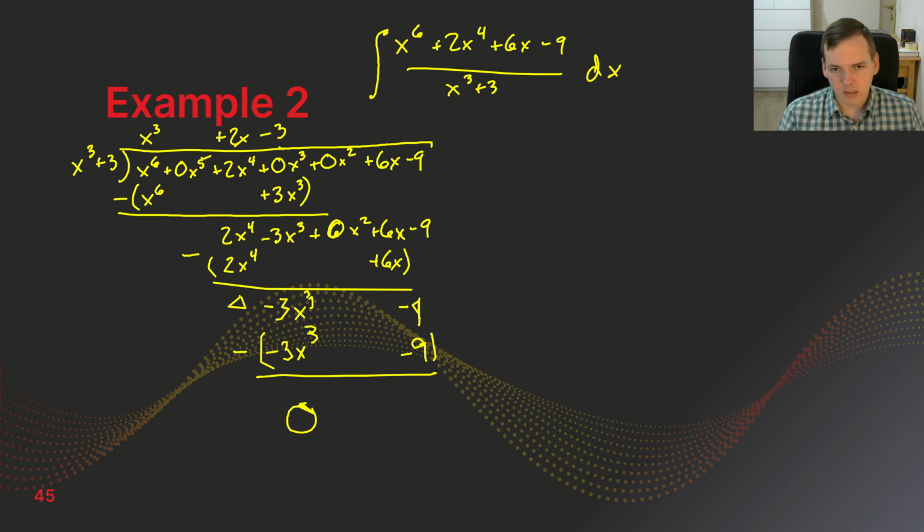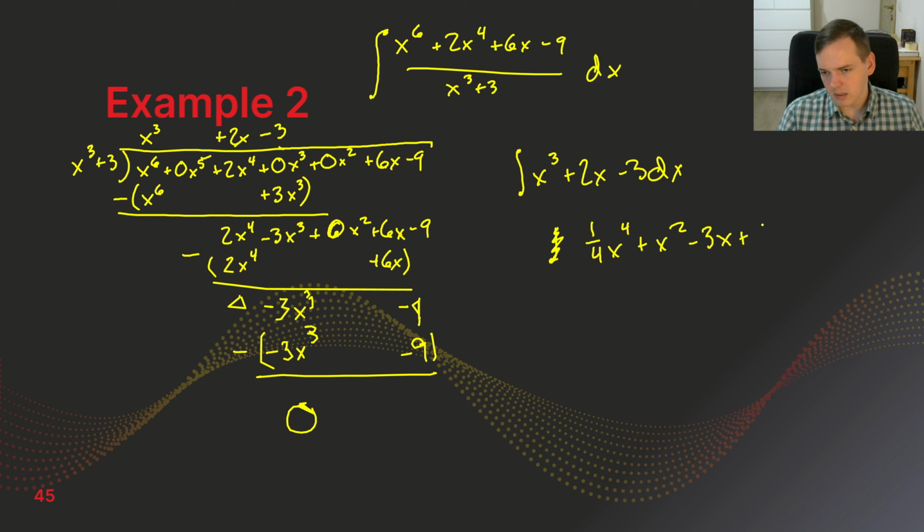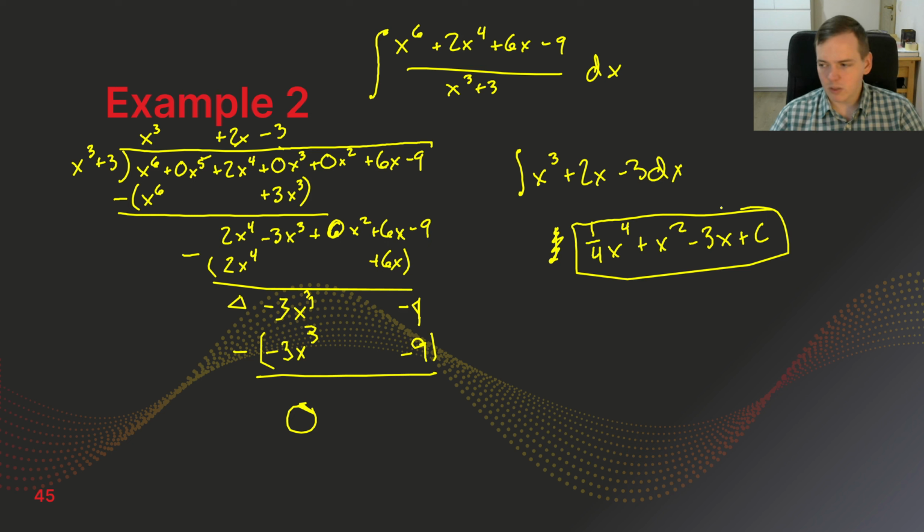So that means when I actually evaluate this, this is equivalent to the integral of x cubed plus 2x minus 3. And this actually ends up being a lot easier to do than the previous one, because it's just 1/4 x to the 4th plus x squared minus 3x plus c. So when we're doing long division, we just want to see what we end up with, and if it ends up being easier to work with.